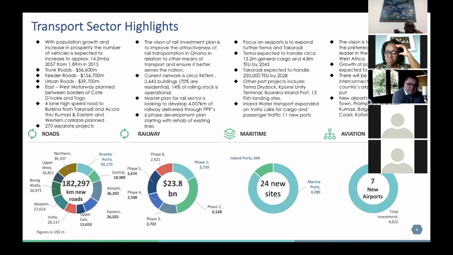And then on the aviation side, the government's vision is to position Ghana as the preferred aviation hub in West Africa, continuing with the narrative of Ghana as the gateway to West Africa. Growth of passenger traffic is expected to be 7% per annum.